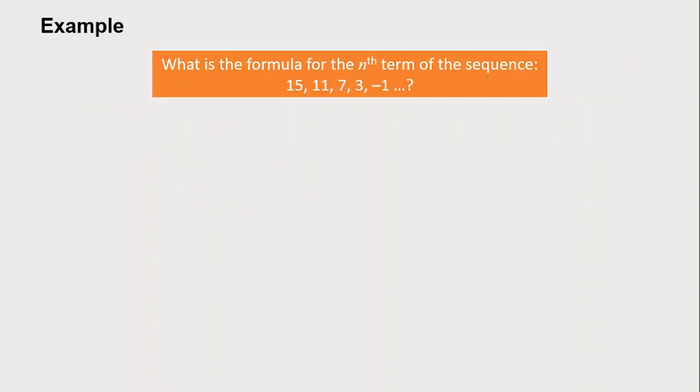So what's the formula for the nth term of this sequence? Let's have a look at generalizing the rule for this particular sequence. And therefore, by doing that, we will be able to derive a generic formula for any arithmetic progression. So here, 15, 11, 7, 3, and minus 1. The question is, what is happening here?